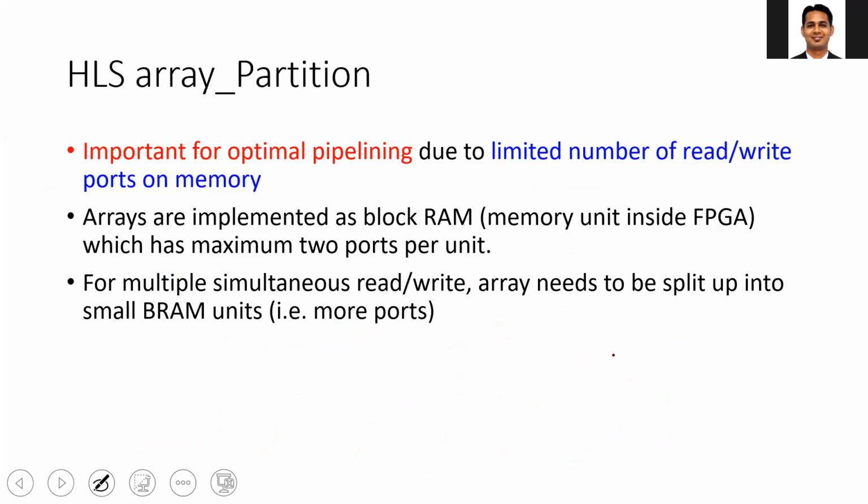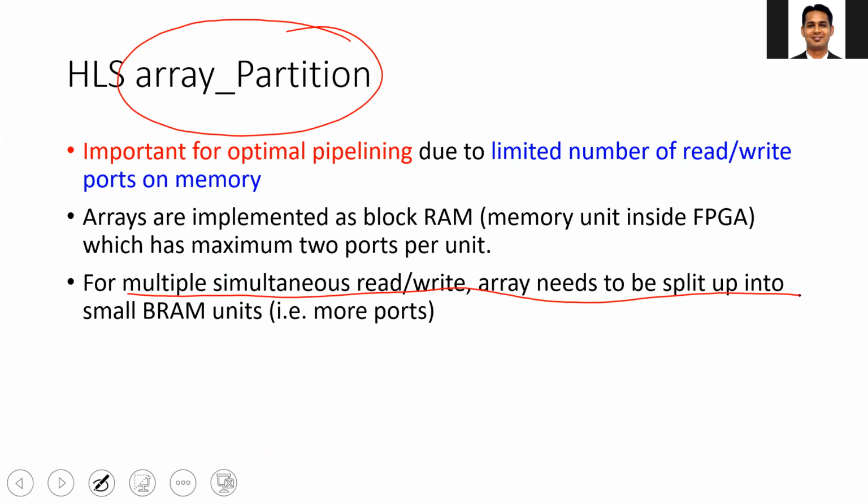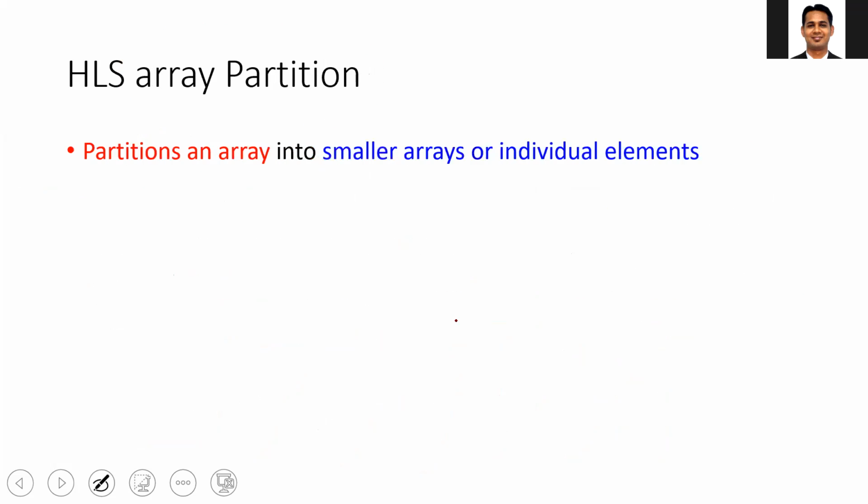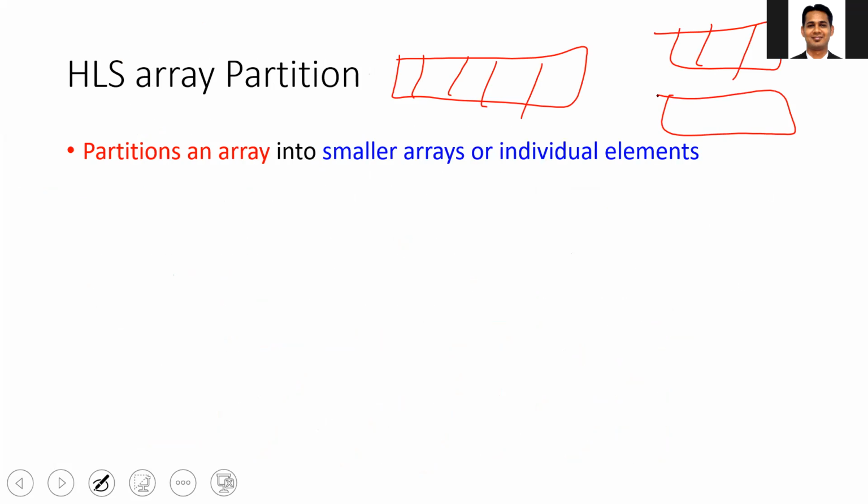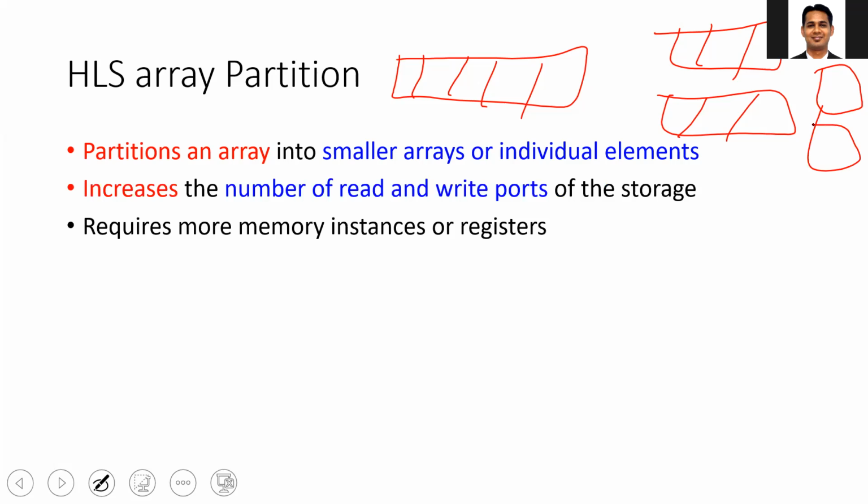So what is the approach you need to take? You need to split A into multiple block RAMs. And that's where array partition comes into the picture. So for multiple simultaneous reads and writes, the array needs to be split up into small block RAM units so that you get multiple ports. Array partition partitions an array into smaller arrays or individual elements. So suppose you have this array, you can partition it into 2 arrays, or you can partition it into individual elements depending upon your application requirement.